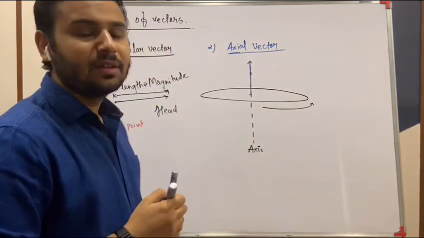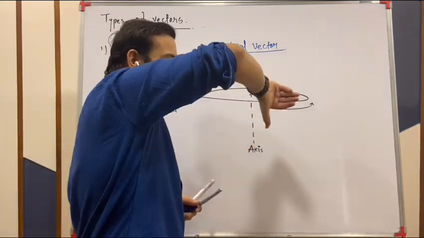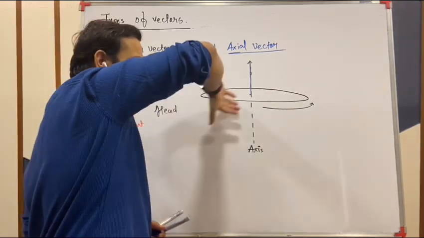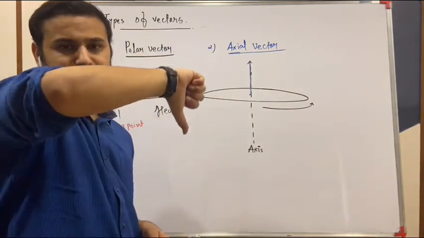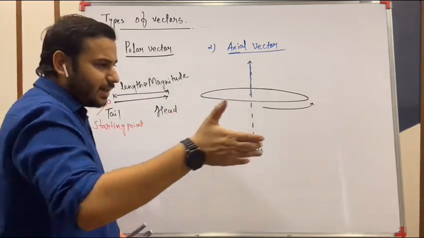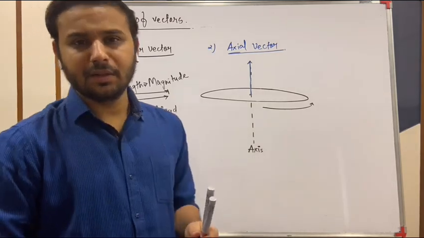They are called which vectors? Axial vectors. Suppose the disk is rotating in the clockwise direction. See, this is clockwise. Then your axial vector is in the downward direction according to the right hand thumb rule. Keep your fingers in the direction of motion, and the thumb shows you the direction of the axial vector.